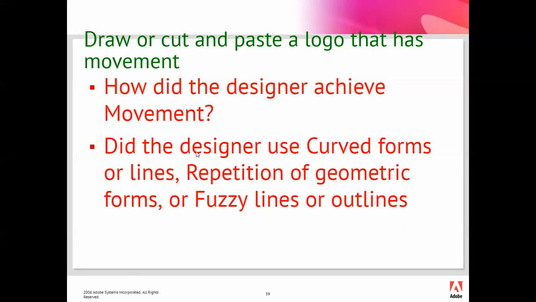Now, what I want you to do is in your Google Doc note, make sure that you put that we're in part 3, using the principles of design. I want you to find a logo that has movement, and then make sure that underneath it you write movement, and then how to answer this question: how did the designer achieve movement? And then answer this: did they use curved forms or lines, repetition, and so on and so forth. So make sure that you put that we're in part 3, and do this in your Google Doc notes.